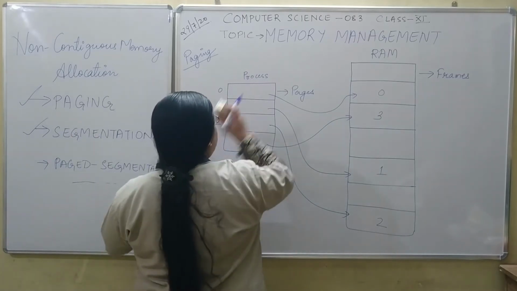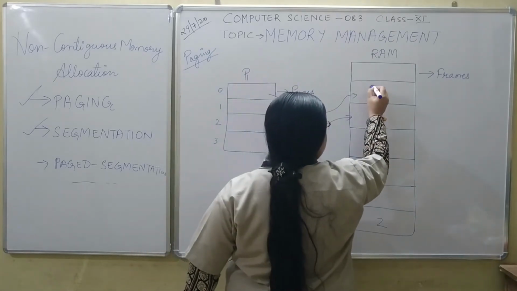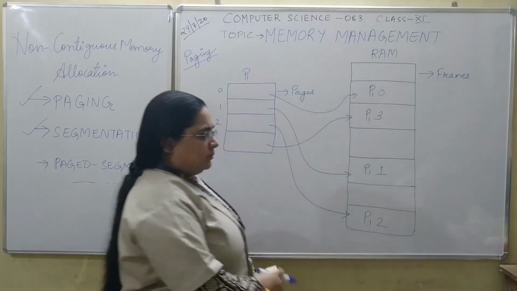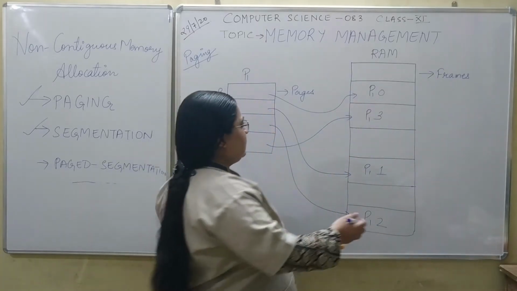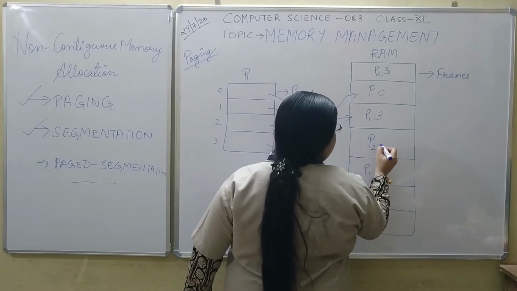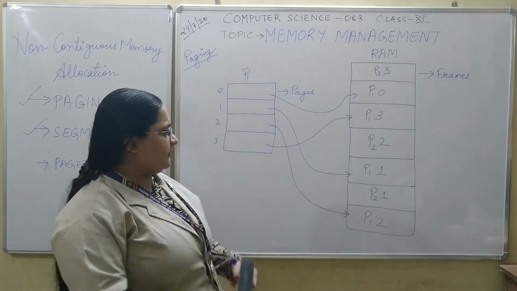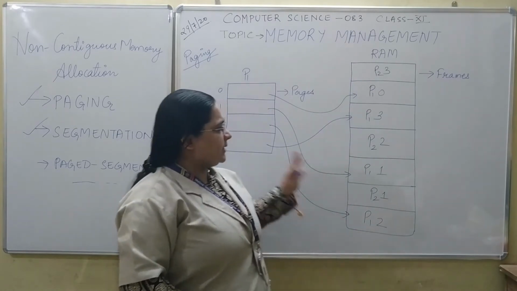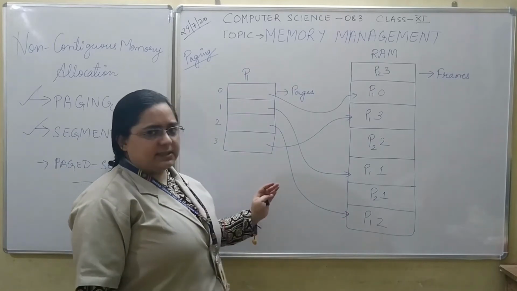Suppose this refers only to process P1. So we can say P10, P11, P12, P13 and P14, that is, all these pages refer to which process? P1. Similarly, we can have pages pertaining to other processes also. They can also be scattered and stored in any available free frame in the memory. That is known as paging.